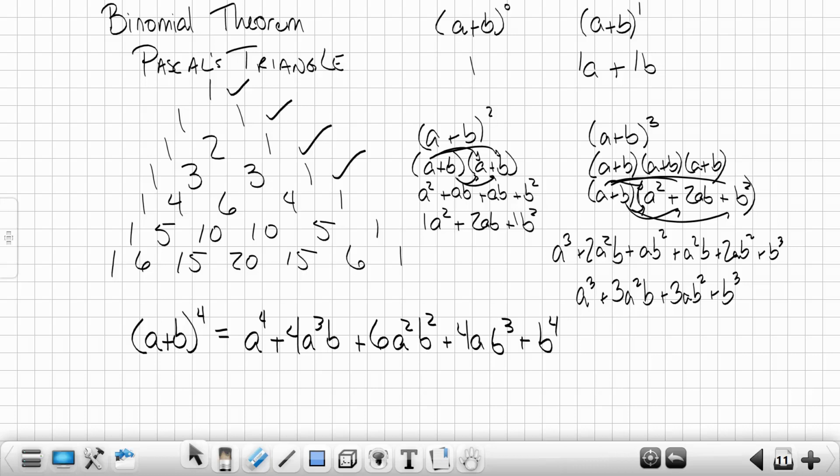Then a drops a power. It becomes cubed. b now comes into existence as b to the 1. Then a drops a power, becomes squared. b gains power and becomes squared. A drops a power, becomes 1. B gains a power, becomes 3. A goes out of existence. B is now to the fourth.